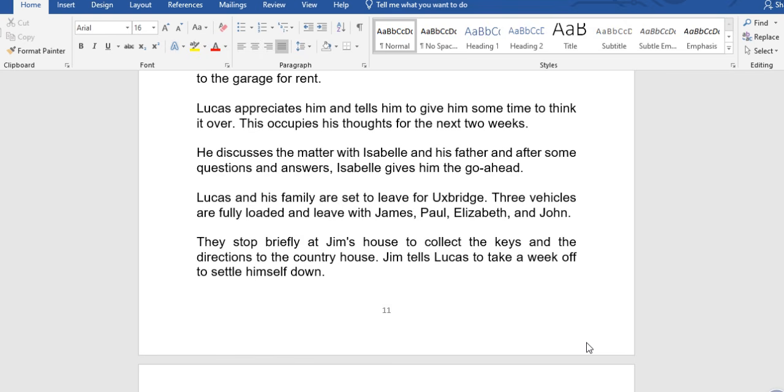3 vehicles are fully loaded and leave with James, Paul, Elizabeth, and John. They stop briefly at Jim's house to collect the keys and the directions to the country house. Jim tells Lucas to take a week off to settle himself down.